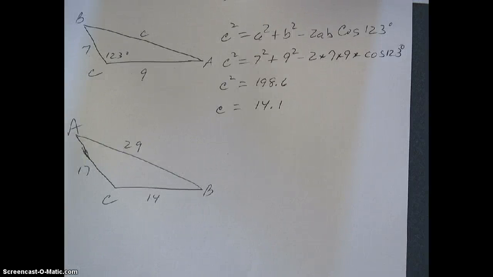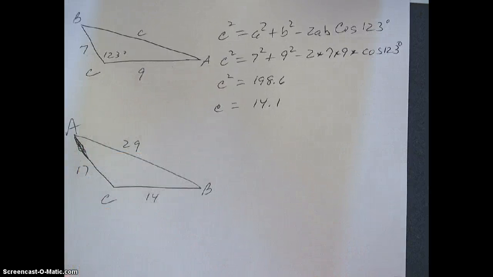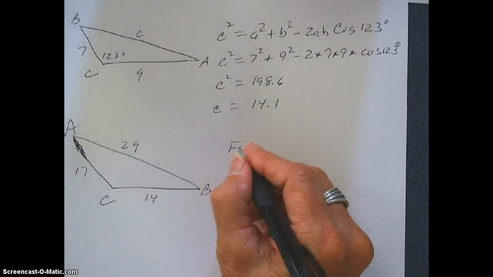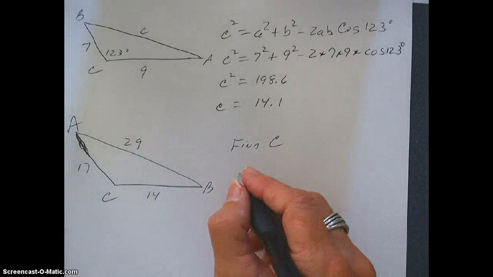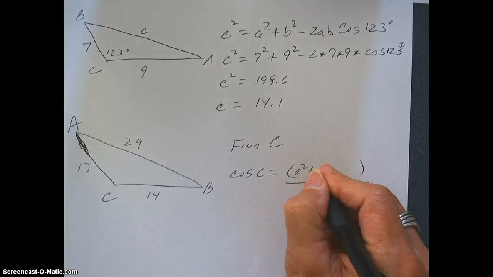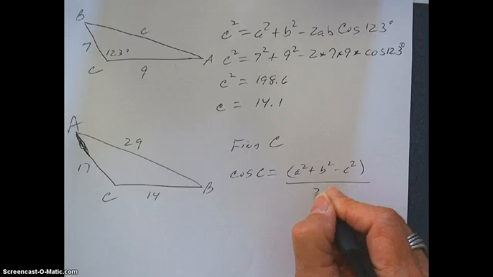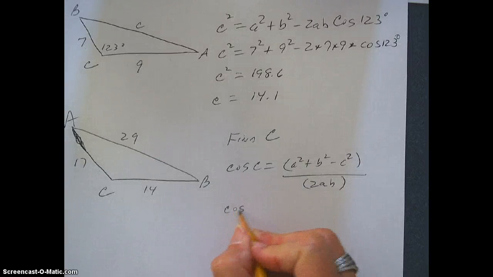The last trig question on your exam will deal with finding an angle of a non-right triangle given 3 sides, and this time I'll ask you to find angle C. So we'll use our law of cosines that has C in it, which is a squared plus b squared minus c squared all over 2 times ab. And I'll give you these formulas on your exam, but again, you'll have to know how to use them. So let's plug in first what I know.